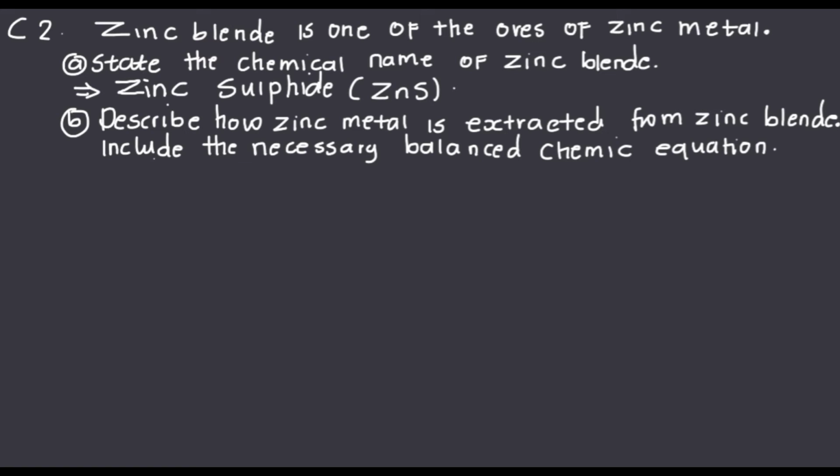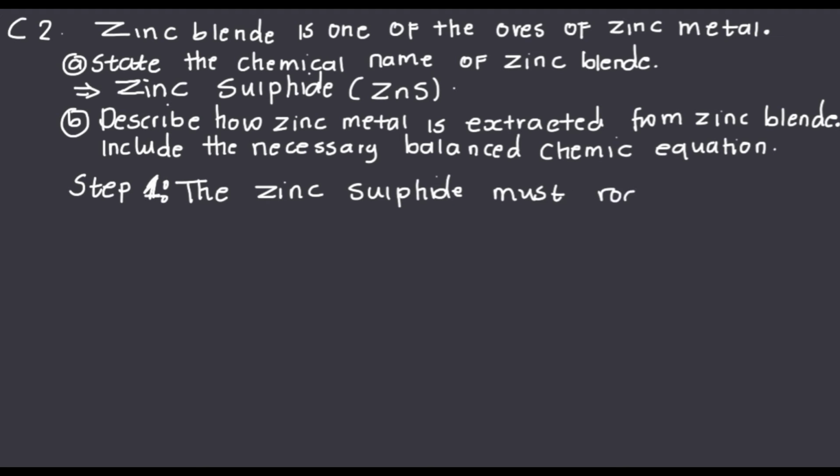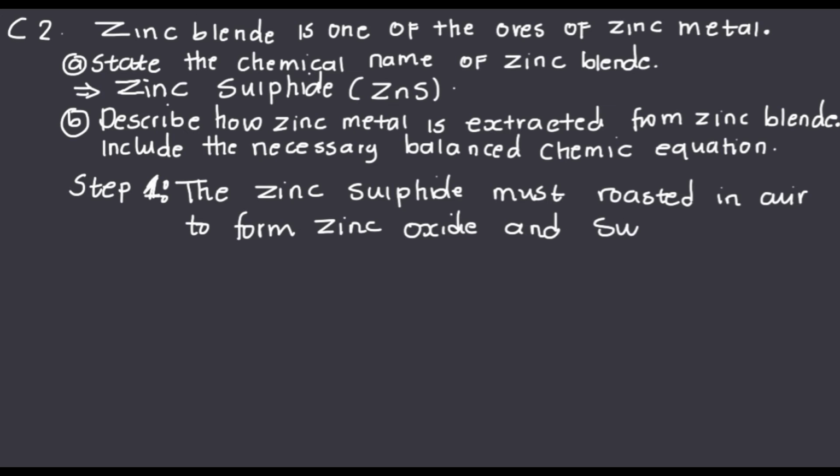So what is the first step? Let's look at the first step for grade 12 level. We are just going to focus on grade 12 level. So the first step is that the zinc sulfide must be roasted in air to produce zinc oxide and sulfur dioxide. So the zinc sulfide must be roasted in air to form zinc oxide and sulfur dioxide.